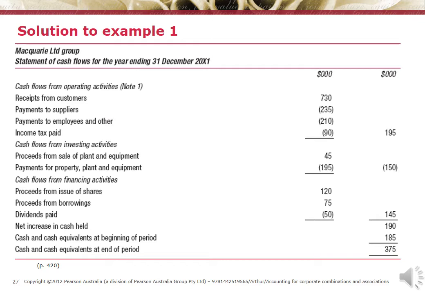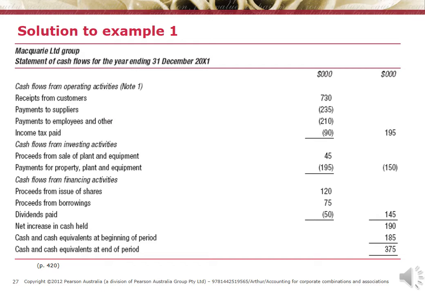Next, we're going to look at the cash flows from investing activities, and we had the proceeds from the sale of plant and equipment at $45,000, and that was told to us directly within additional information C. It said that the plant was sold for $45,000, so that would be the inflow of plant and equipment. The outflow, which is the payments for property, plant and equipment for $195,000, we're going to have to calculate that, so that will be done on the next few slides.